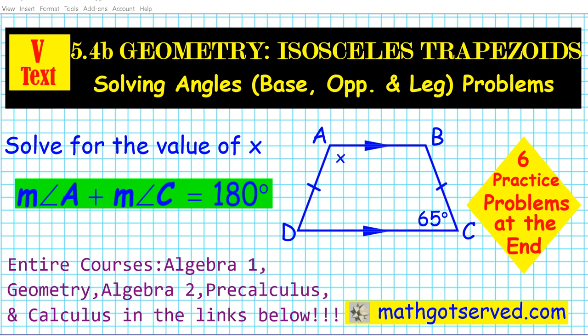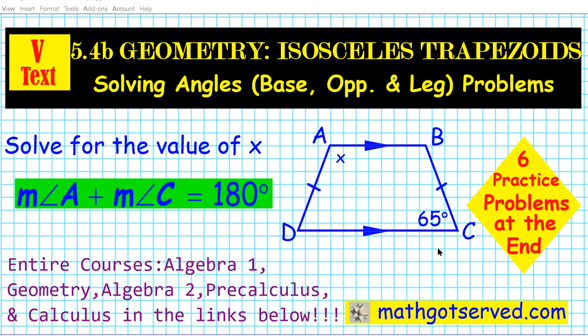In this clip, we're going to be going over section 5.4b of our virtual geometry text. We're going to be looking at isosceles triangles in this presentation. We're going to be solving problems involving the base, opposite, and leg angle problems. So for example, take a look at the type of problem we're going to be solving in this tutorial. Solve for the value of x presented in this isosceles trapezoid.